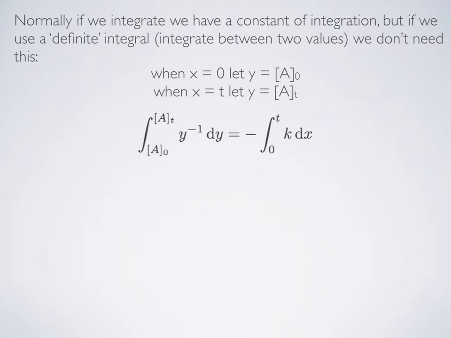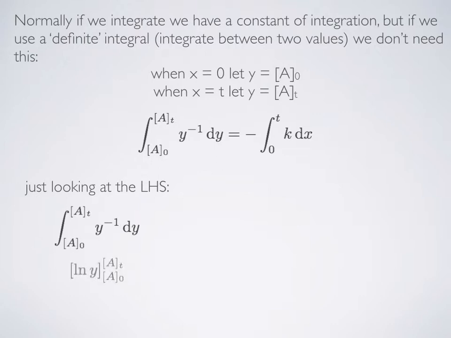So I'm going to start with the left-hand side, the side with y's on it. So my integral between a0 and at of y to the minus 1, or 1 over y dy, is equal to the log of y. And I need to have the log of y between these two values, at and a0. So I've got my integral, I'm going to substitute that at into the value of y, and then I'm going to take away a0 when it's substituted into this. So this is just the log of at minus the log of a0. I'm done with my left-hand side just for the time being.